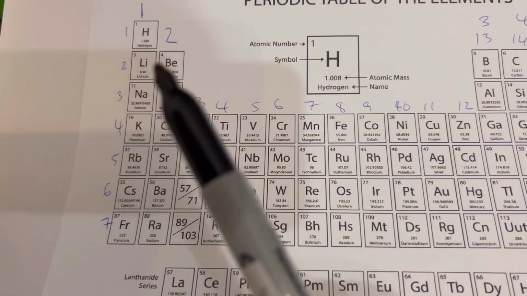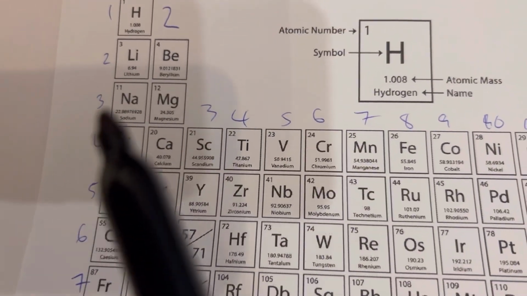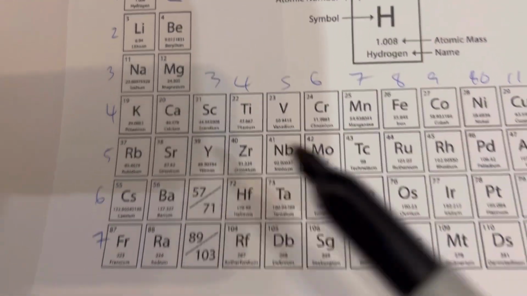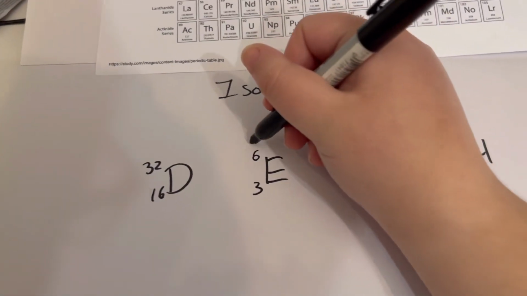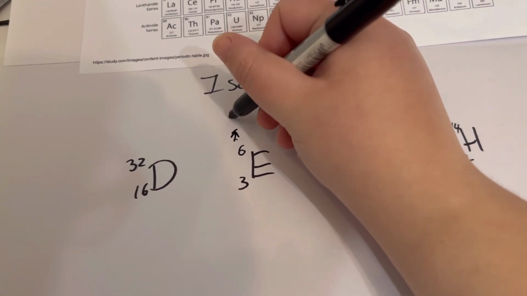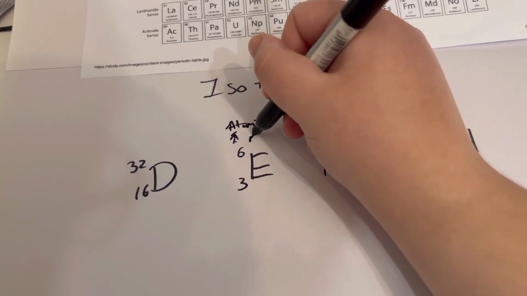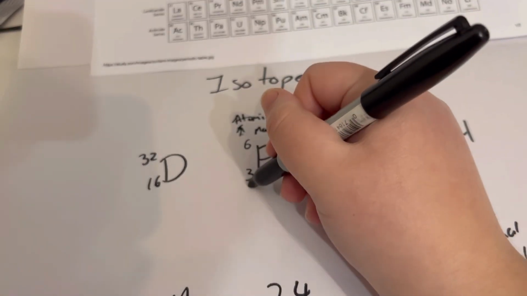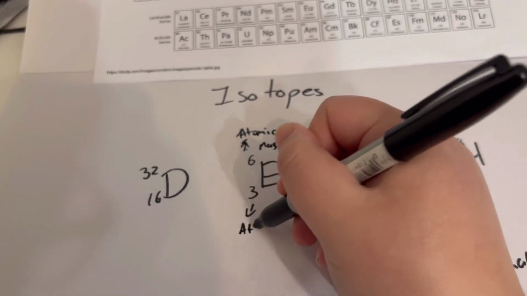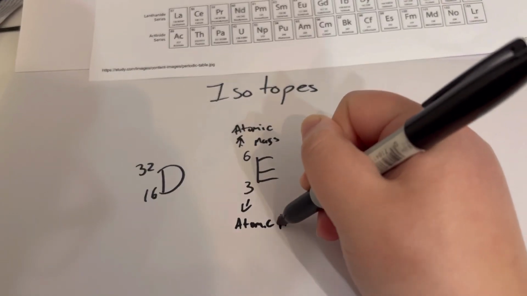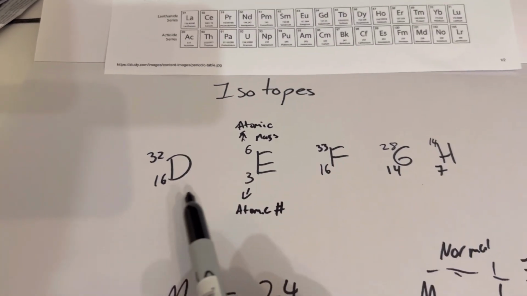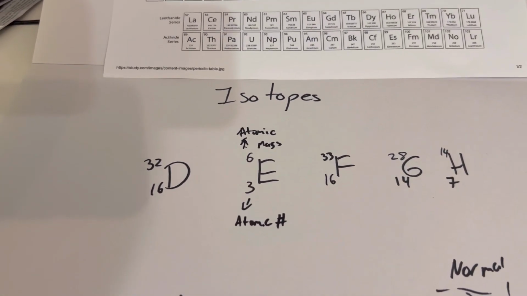So we'll put 3 as the atomic number. Find number 3, lithium. And lithium's mass is 6. So therefore, the top here is atomic mass, and this bottom number here is atomic number. Okay, so you need to go through and do that for all of these.